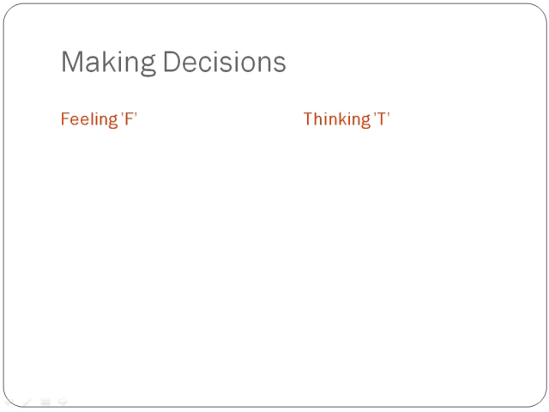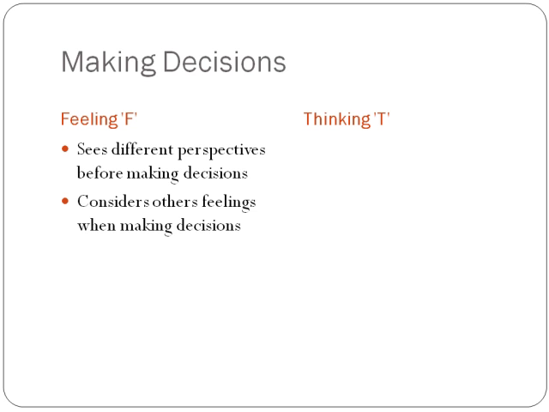And then once you process that data, how do you make that decision? Well, you can either feel it out or think logically. So feelers, they see different perspectives before making decisions, consider other feelings when making decisions. They're compassionate about people and they love people. But they're very emotional. They can be emotionally manipulative, so that could be a downside. If they want to get their way, they can use emotion and so forth.